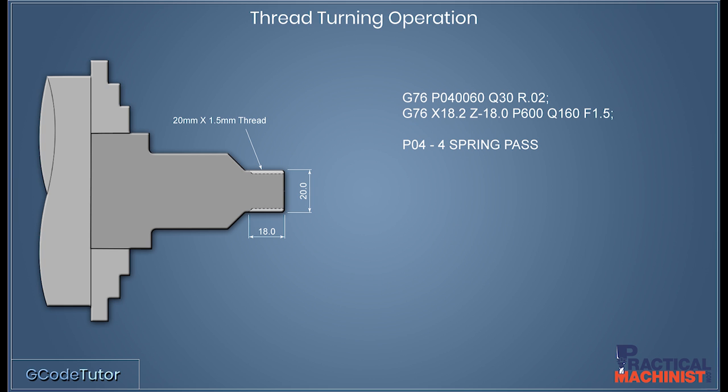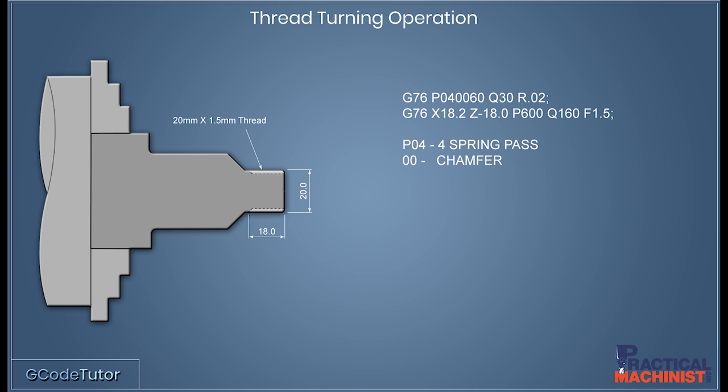The first, P04, is the amount of spring cuts that we wish to do once the thread is to depth. So this is how many extra passes we will do once we stopped indexing in our turret, so with a full depth of thread. This is used to clean up the thread, to get rid of any burrs and any chattering, and give us a good surface finish. It also helps increase accuracy. So in this case, I'm using 4 spring passes.